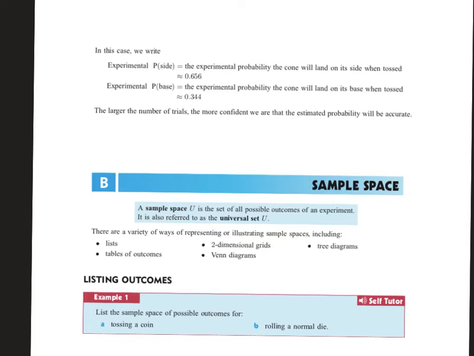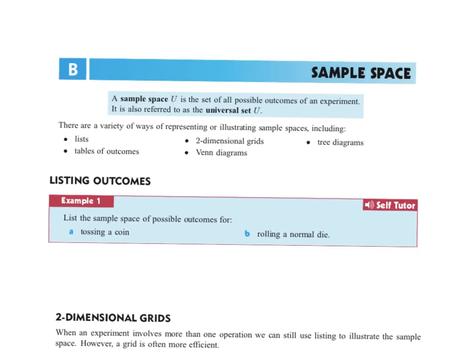There are a variety of ways of representing or illustrating sample spaces, including lists, tables, two-dimensional grids, Venn diagrams, and what are called tree diagrams. I'm going to introduce you to tree diagrams today, and we're going to delve more deeply into tree diagrams in a future video. So, if the sample space is simply the universal set, what is a sample space for tossing a coin and rolling a die? Pause the video and see if you can answer this question.